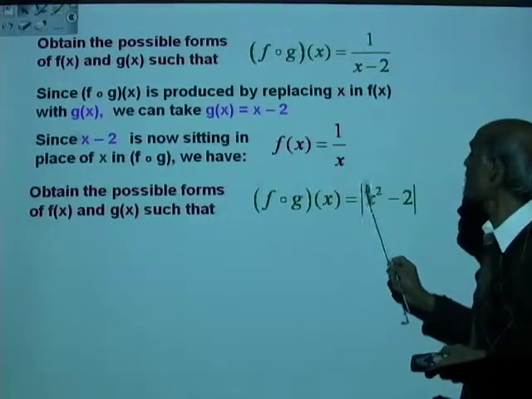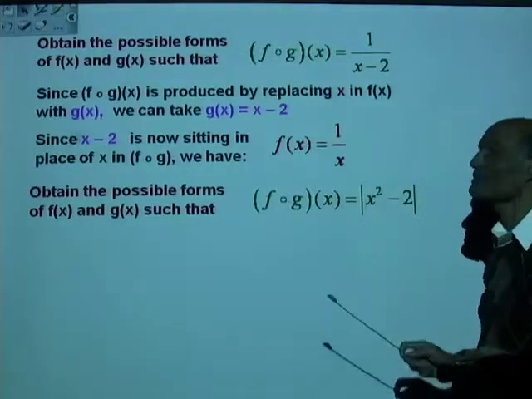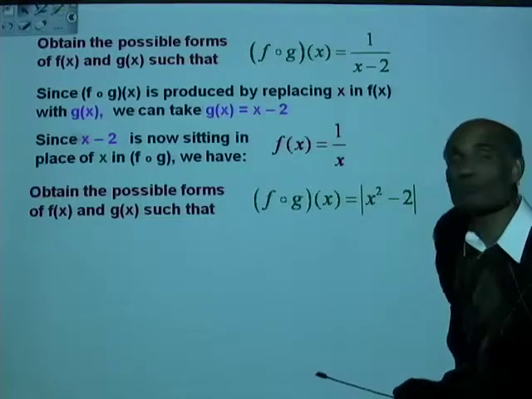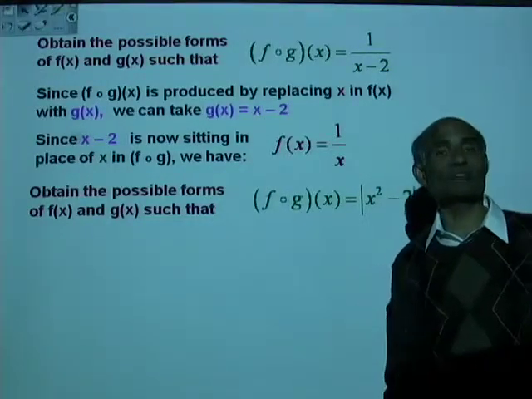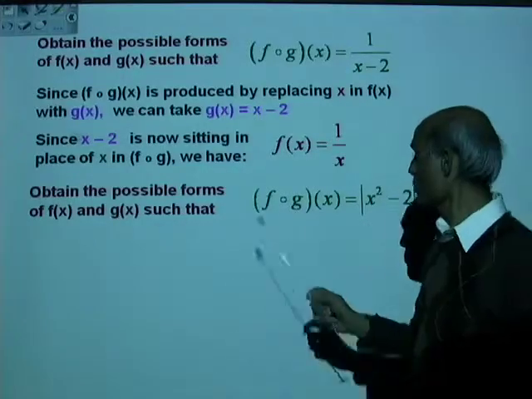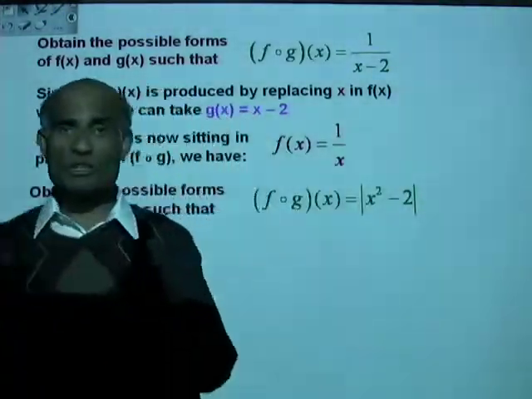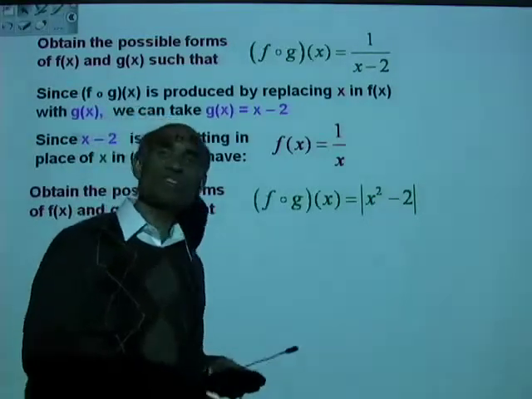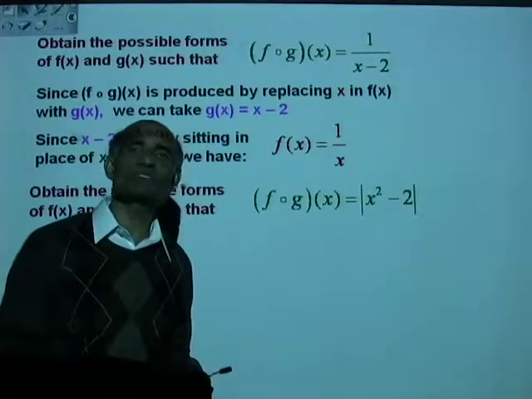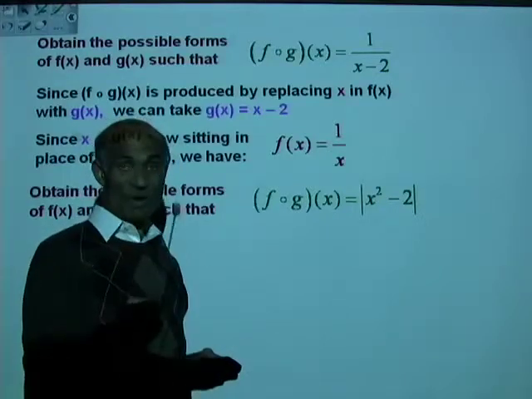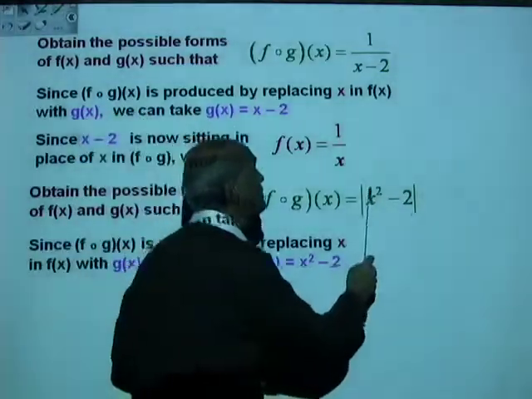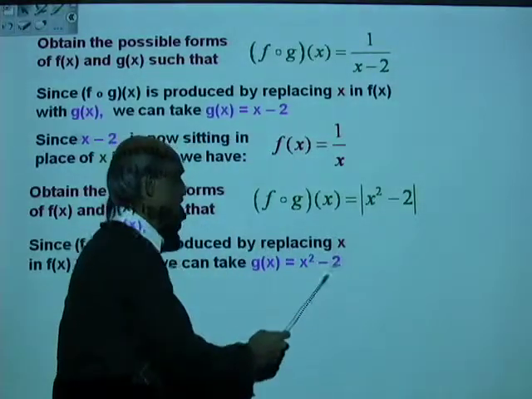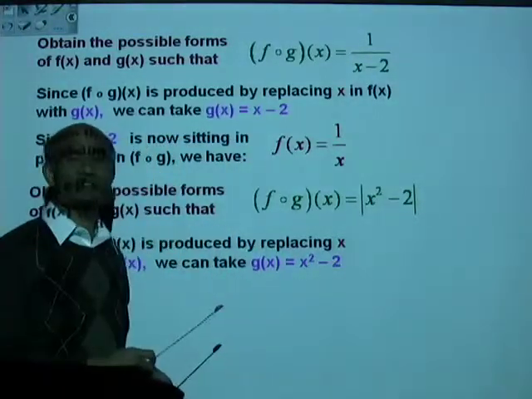One more. F of g of x equal to absolute value of x squared minus 2. Give me the forms of f of x and g of x. I'm sure you must be talking to yourself by now, and that would be a good sign. Alright, what is the form g of x we can have? One possible g of x is the quantity x squared minus 2 can be called g of x.